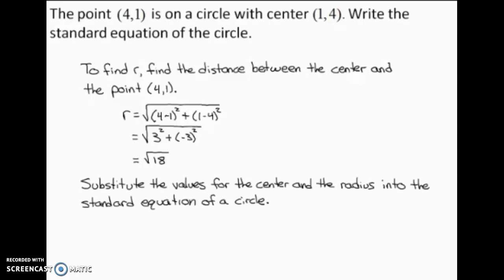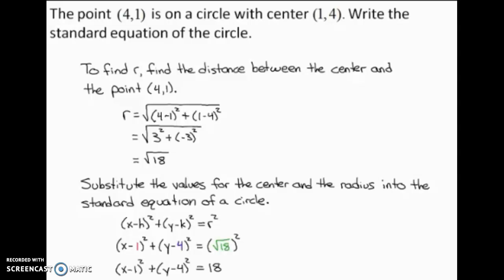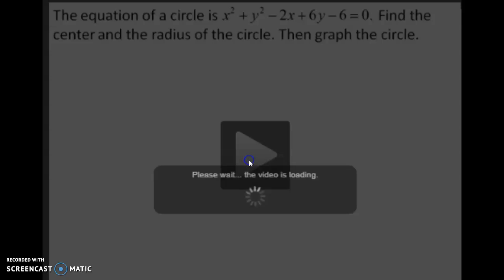Next, substitute the values for the center and the radius into the standard equation of a circle. The standard equation of a circle is the quantity x minus h squared plus the quantity y minus k squared equals r squared. Substitute 1 for h, 4 for k, and the square root of 18 for r to get the quantity x minus 1 squared plus the quantity y minus 4 squared equals the square root of 18 squared, which simplifies to the quantity x minus 1 squared plus the quantity y minus 4 squared equals 18.